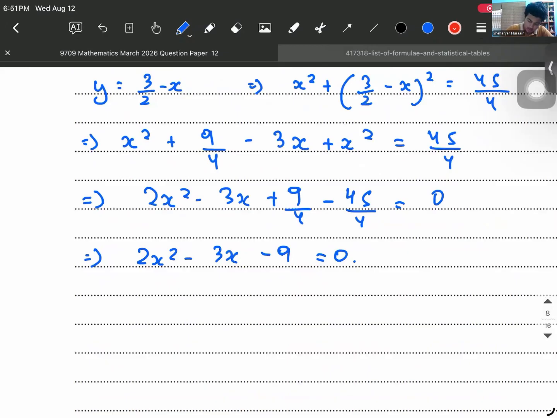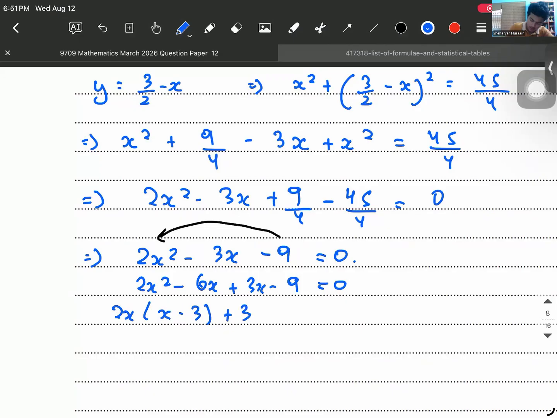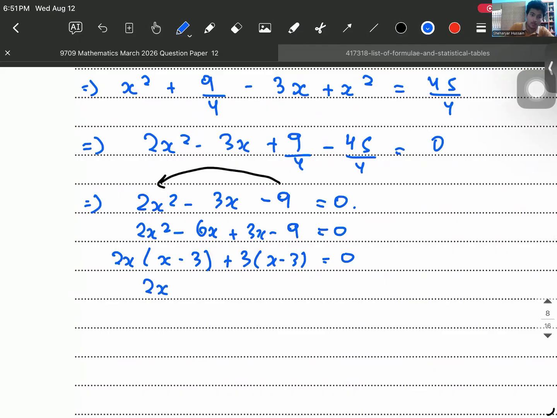Once we do the breaking of the middle term, this turns out to be 9 into 2, we get over here 6 into 3 is 18. So 2x square minus 6x plus 3x minus 9 equals 0. Taking 2x common, we are left with x minus 3. Taking plus 3 common, we are left with x minus 3 equals 0. So 2x plus 3 and x minus 3 equals 0. One value of x we're getting is negative 3 by 2, and one value of x we're getting is 3.